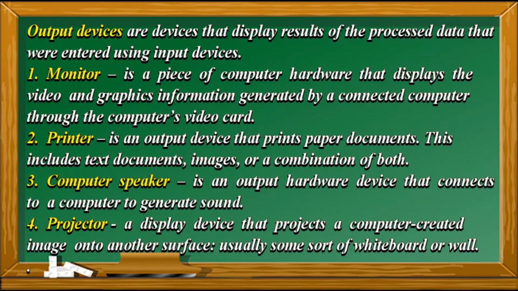Output devices are devices that display results of the processed data that we entered using input devices. Number 1. Monitor is a piece of computer hardware that displays the video and graphics information generated by a connected computer through the computer video card. Number 2. Printer is an output device that prints paper documents. These include text, documents, images, or a combination of both.